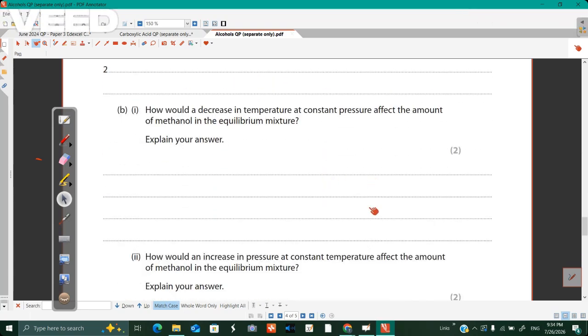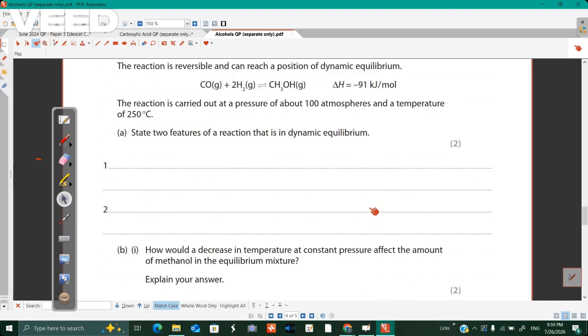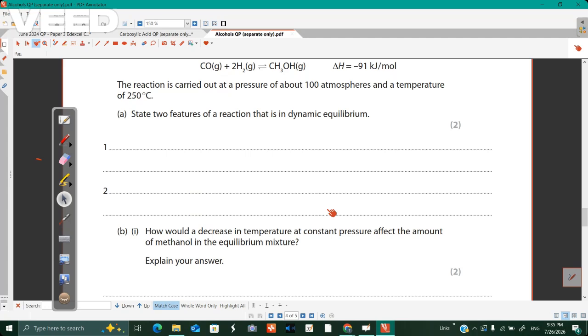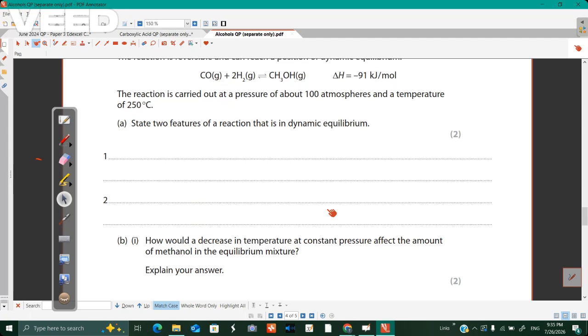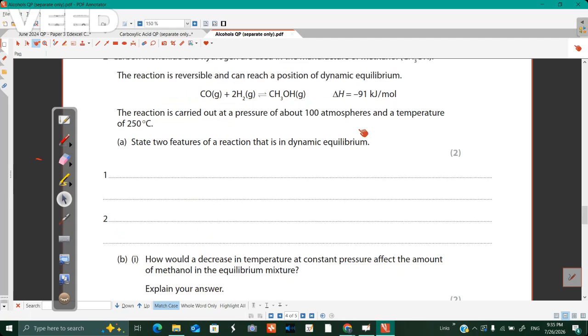How would a decrease in temperature at constant pressure affect the amount of methanol in the equilibrium mixture? How would the decrease in temperature, right? What is your answer? Decrease in temperature. Is the forward or backward reaction favored?